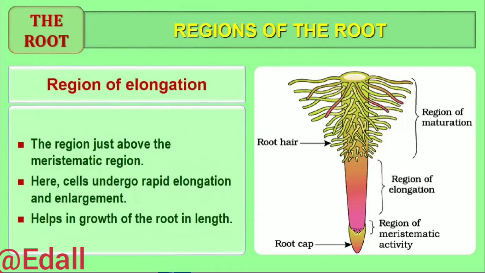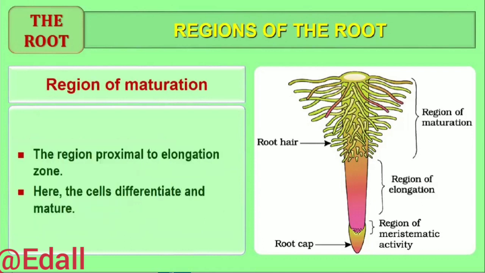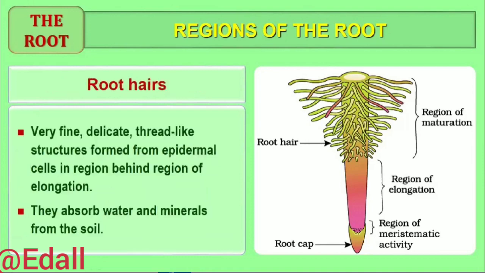This region is called the region of elongation. The cells of the elongation zone gradually differentiate and mature. Hence, this zone, proximal to region of elongation, is called the region of maturation. From this region some of the epidermal cells form very fine and delicate, thread-like structures called root hairs. These root hairs absorb water and minerals from the soil.